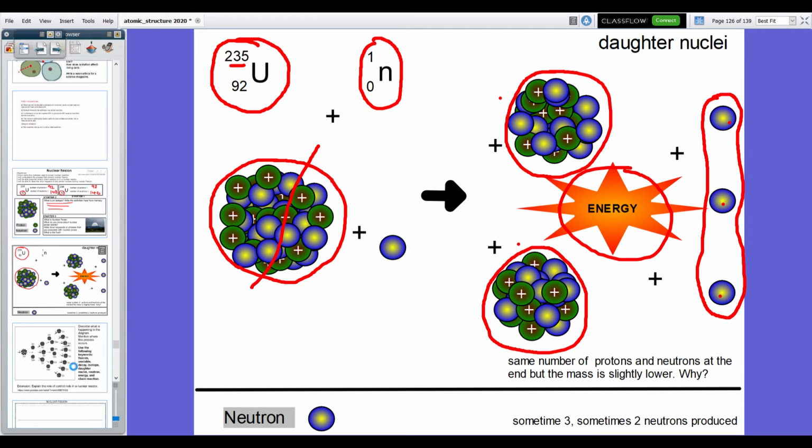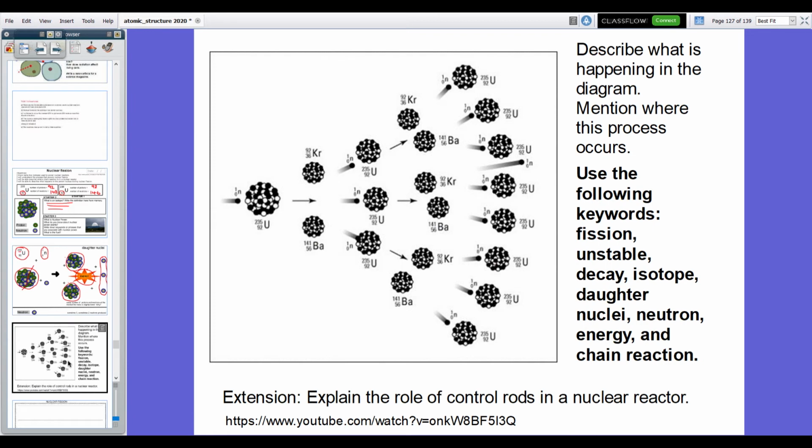So if we look back at this chart here, we can see we start off with uranium-235, and it has a neutron added to it, and it splits apart and it creates two daughter nuclei. In this case it's barium and krypton, but it also produces, can you see, 3 more neutrons.